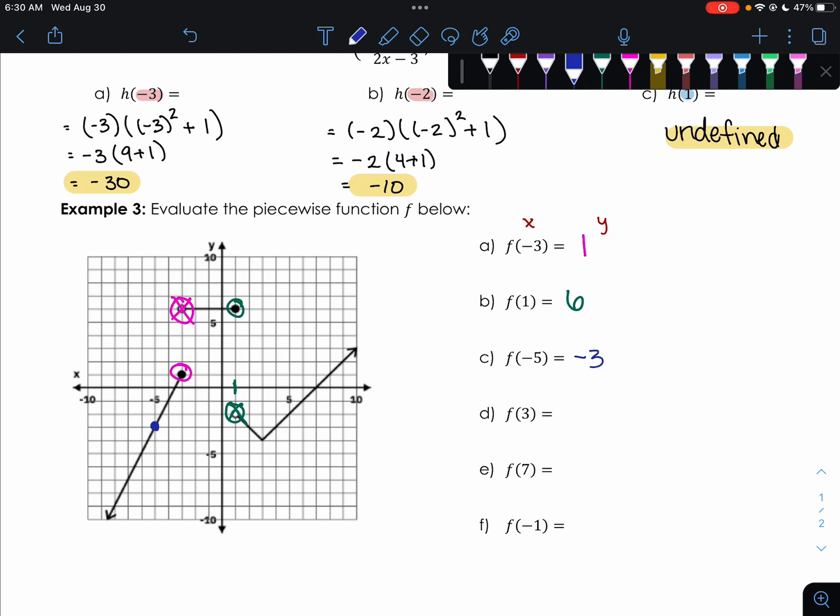So pause the video and try the last 3 on your own and see if we can get the same answers. So hopefully you gave it a try. On D, we have 3, which is right here. The y value that goes with it, no second guessing because that's the only one, is -4. At 7, we're right here. And again, that's the only part, so it should be 0. At -1, I'm right here on this line. So my y value should be 6.